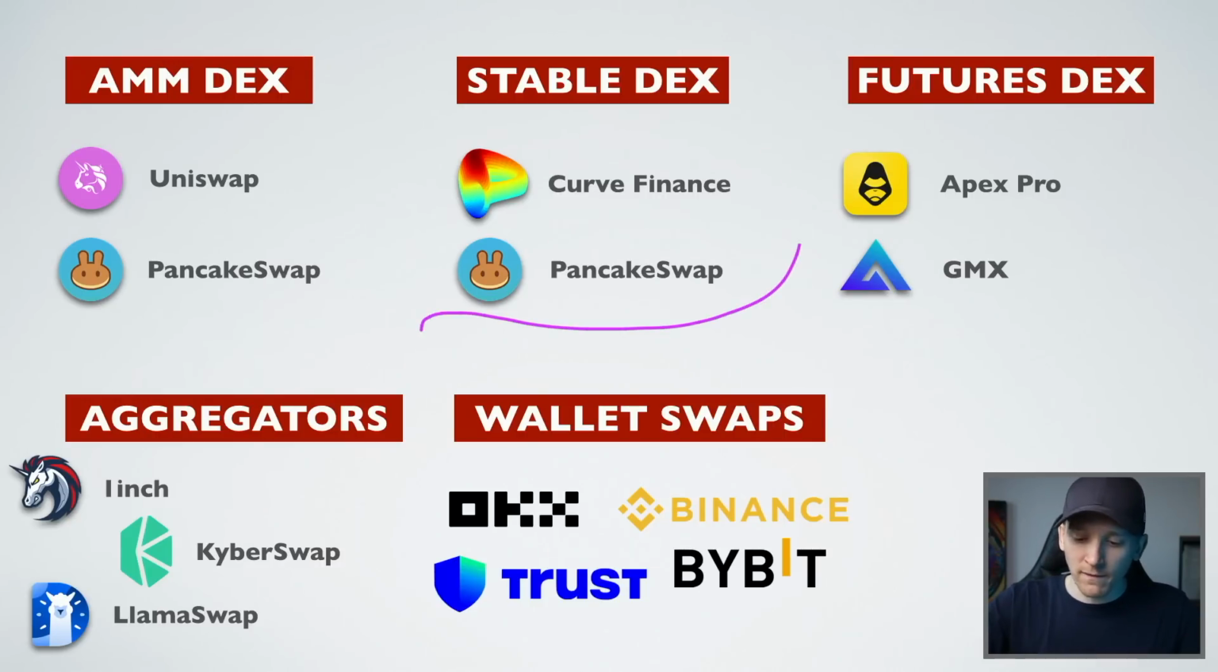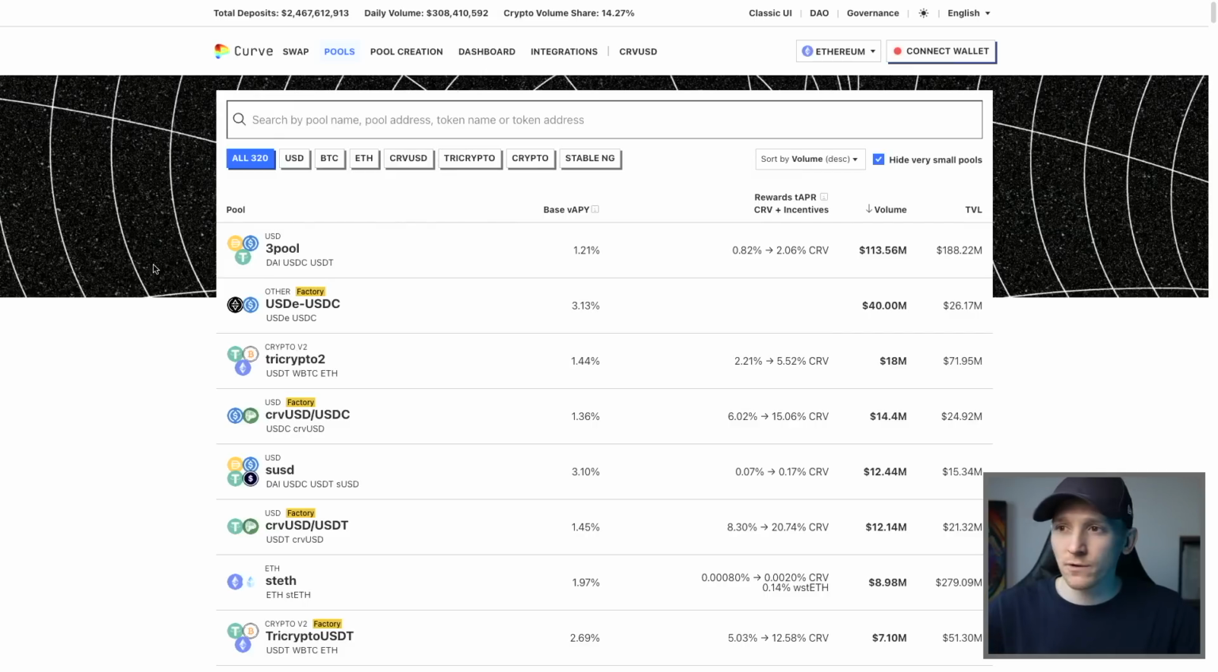So for stable dex, you have right here Curve Finance, which is definitely the major one, and that's on Ethereum and some other scaling layers. And then PancakeSwap actually does this as well for some tokens. If you're using PancakeSwap and you're trading two tokens that are very similar, they will actually tell you down there, hey, this is a stable swap, so you're getting a better trade. As an example, I'll show you Curve Finance though, which is really the main one here.